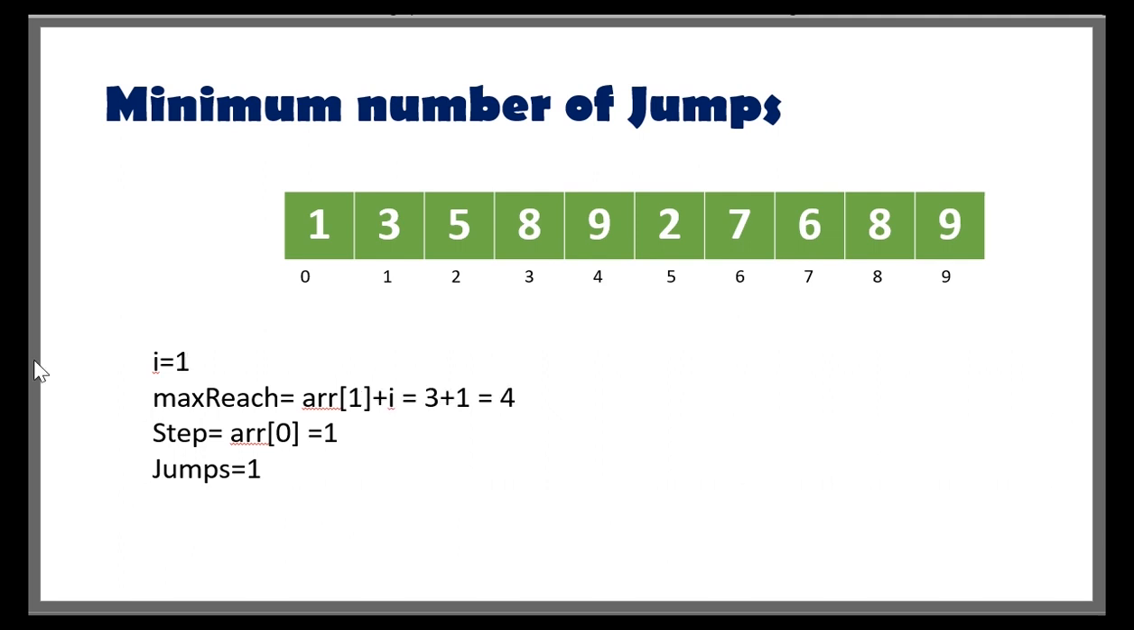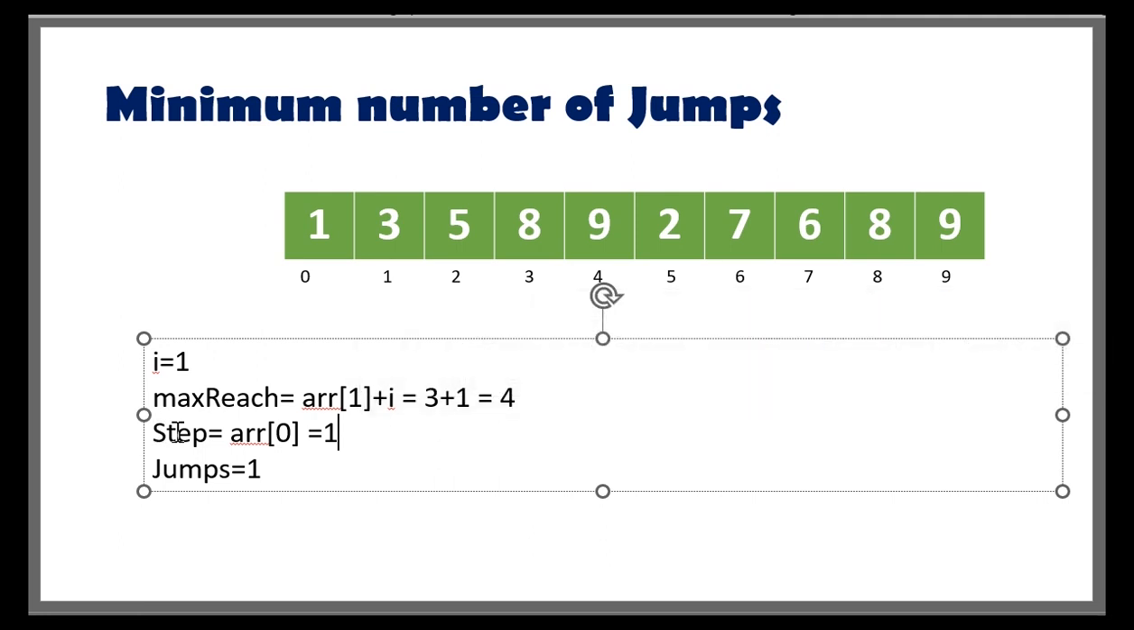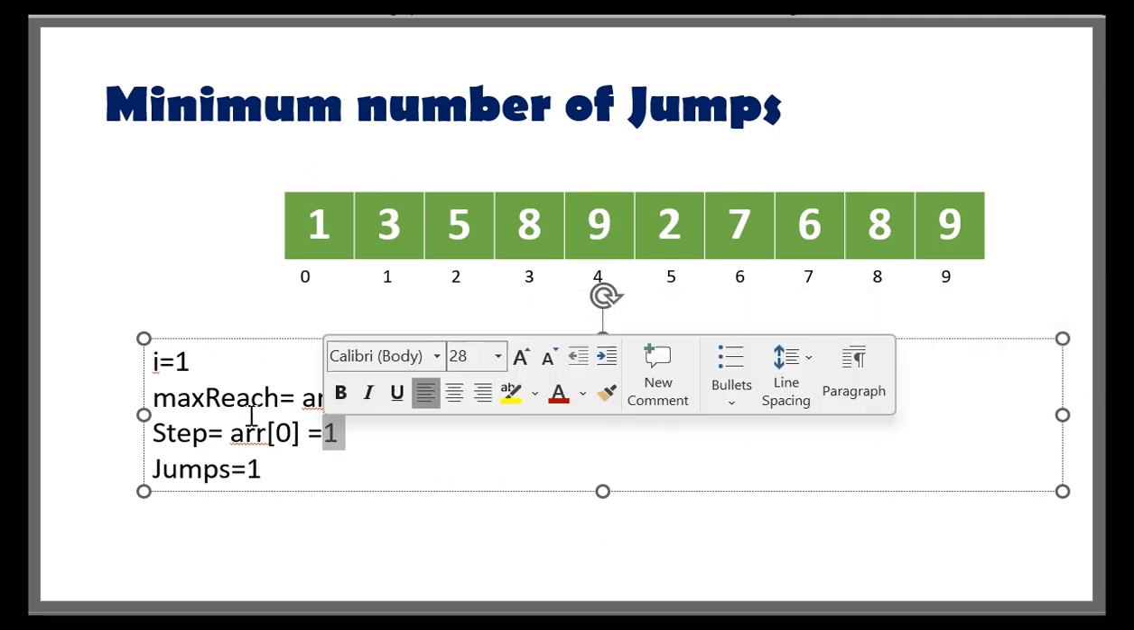Okay, so moving forward, when we go to the next index, I is equal to 1, the maximum reach will be updated to I plus A of I, or the initial value, whichever is the maximum, as we saw. So here the maximum reach will be updated to 4. Okay, and steps is equal to 1 only.